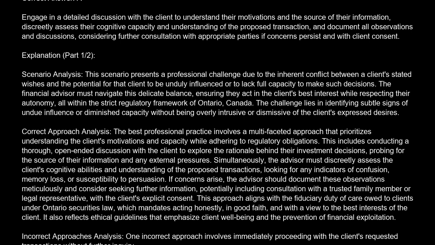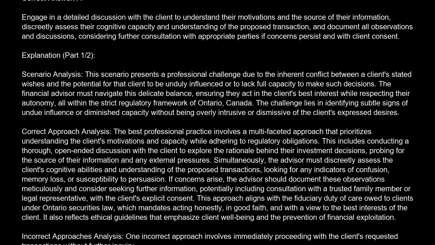Explanation. Scenario analysis. This scenario presents a professional challenge due to the inherent conflict between a client's stated wishes and the potential for that client to be unduly influenced or to lack full capacity to make such decisions. The financial advisor must navigate this delicate balance, ensuring they act in the client's best interest while respecting their autonomy, all within the strict regulatory framework of Ontario, Canada.